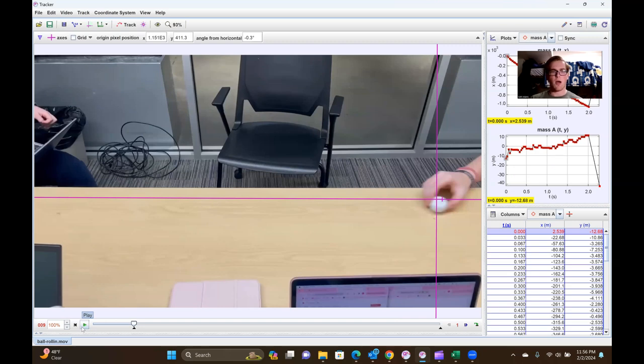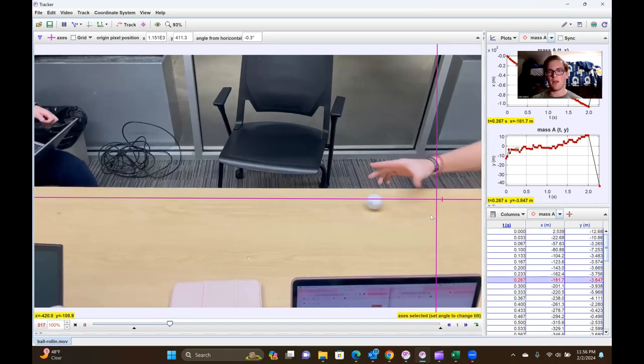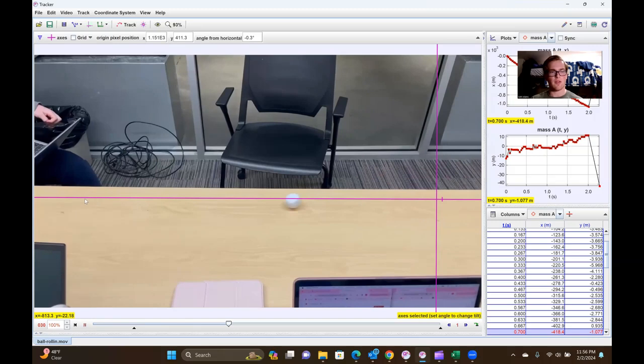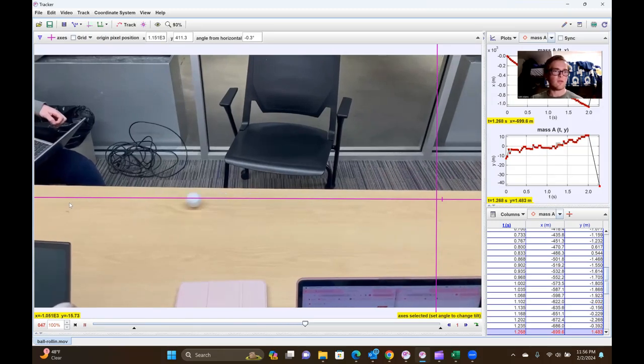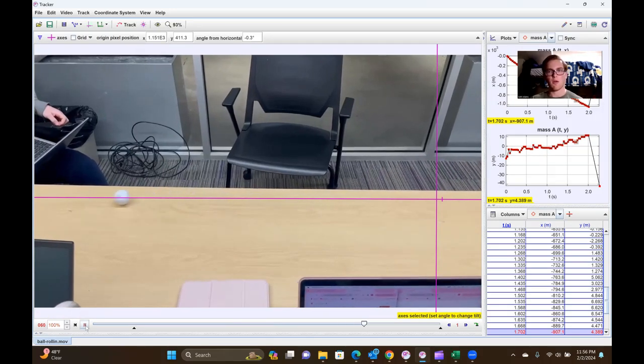Here we have our Tracker model where we're running the golf ball through it along this x-axis from 0 to 1 meters.